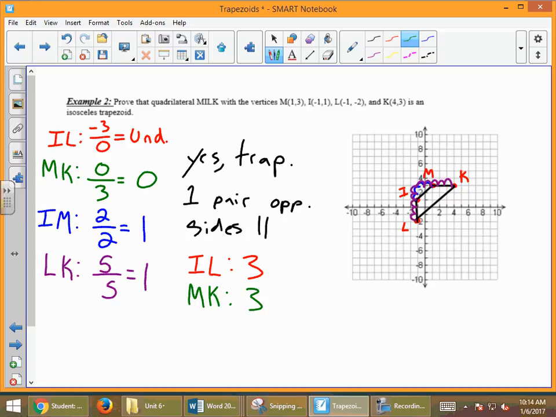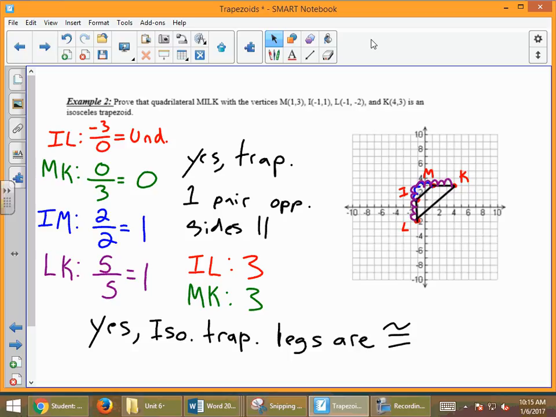It is also 3. So are the legs congruent? Are these pieces congruent? Yes. So I can now say that, yes, it's an iso trap, and I say the legs are congruent. Those sides are holding up the bases. They're called legs. So the legs are congruent. Questions on iso traps? Traps are pretty easy.